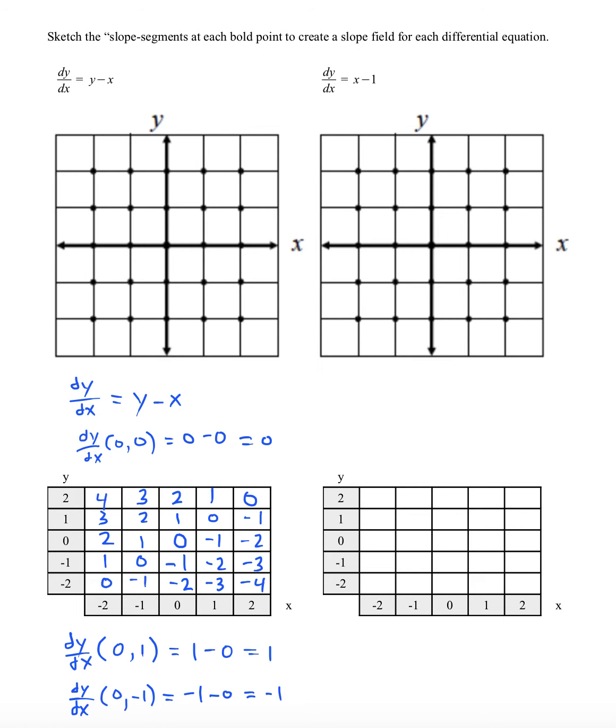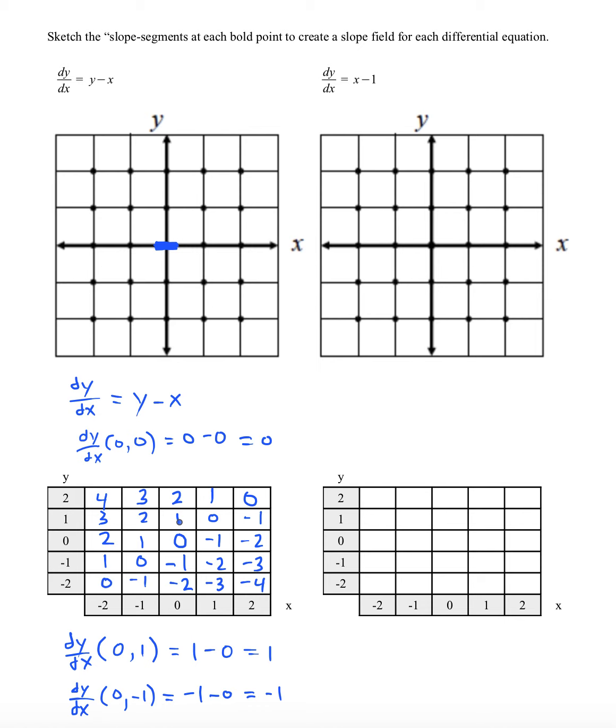Okay, now that my table is complete, I want to go to the plot of the xy plane and start to fill in my slope field. To do it, all we have to do is create very short line segments that have the slope given in the table. The first one here in the origin has a slope of 0. So I want to start to draw a horizontal line segment. And that's all I need.